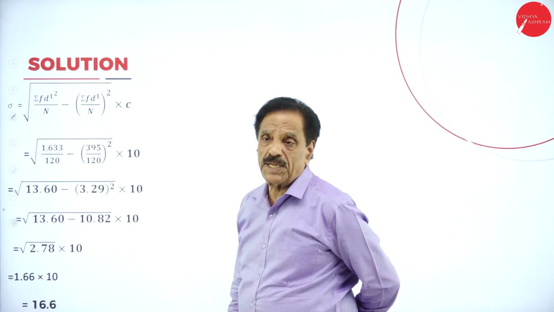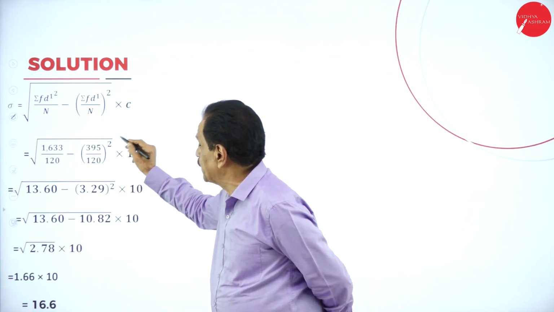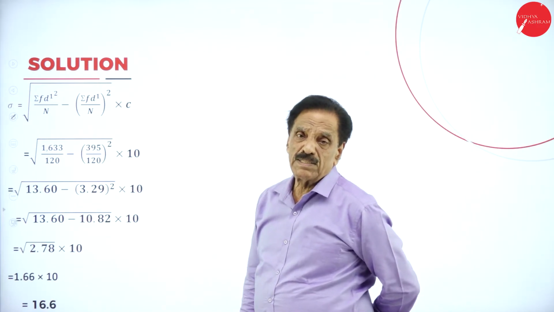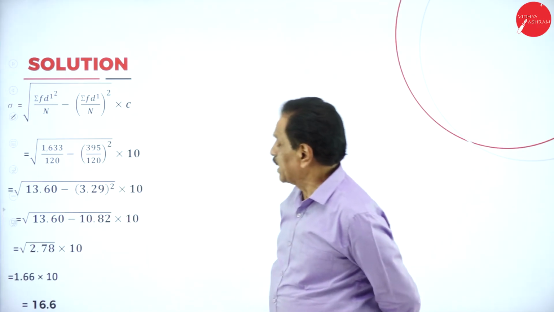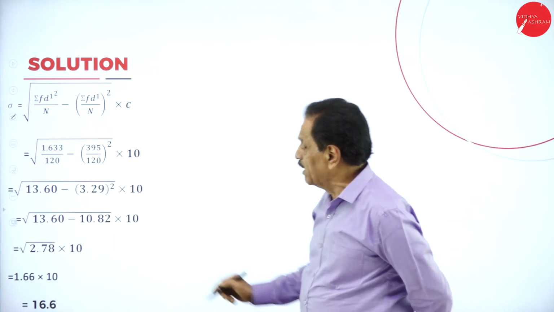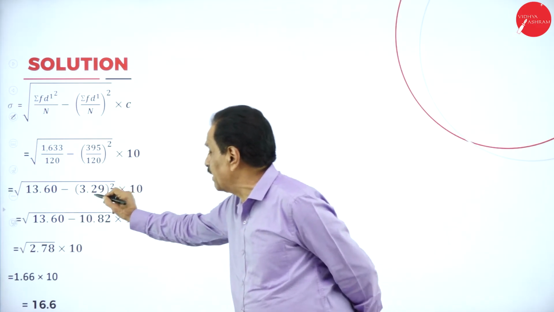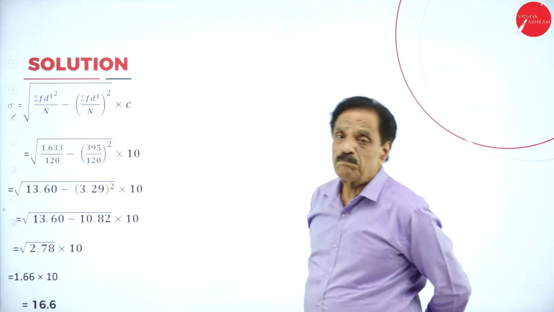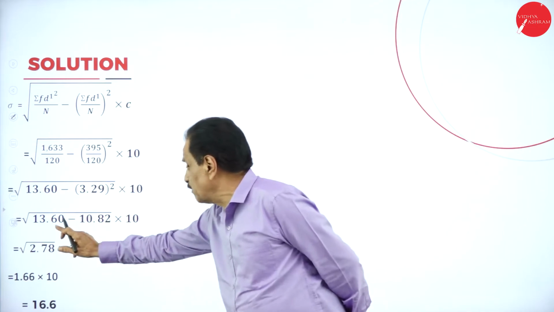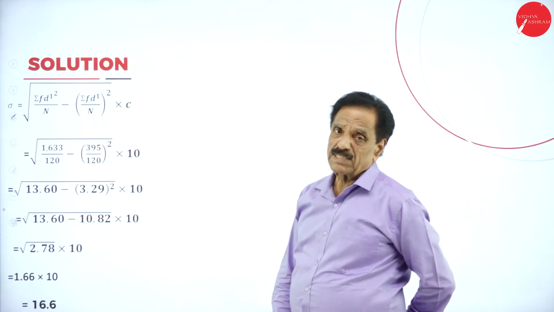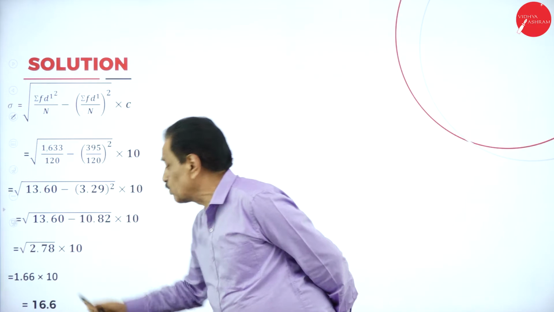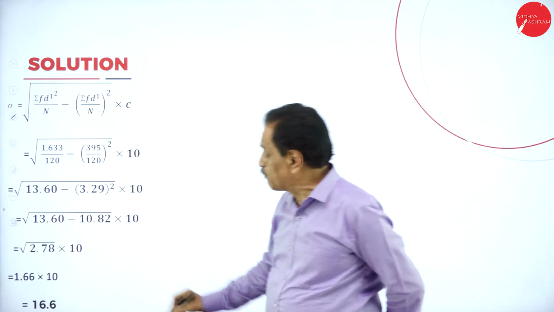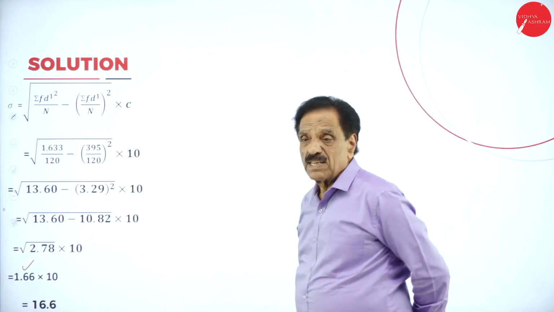1633 divided by 120 minus 395 divided by 120 whole square into 10. If you divide now, it will come 13.60. If you divide this now, 3.29 whole square into 10. 13.60. Square of this number, 3.29 into 3.29, it will work 10.82 into 10. Deduct 13.60 minus 10.82. It works out root of 2.78 into 10. Root of 2.78 will come 1.66 into 10, 16.6.